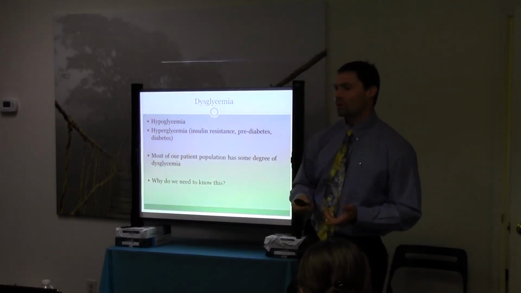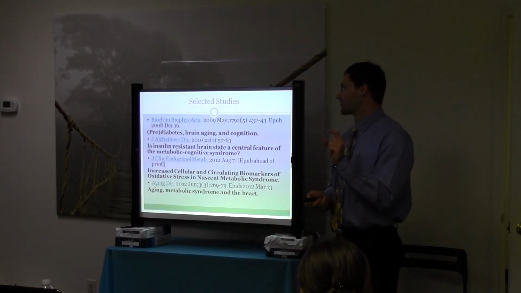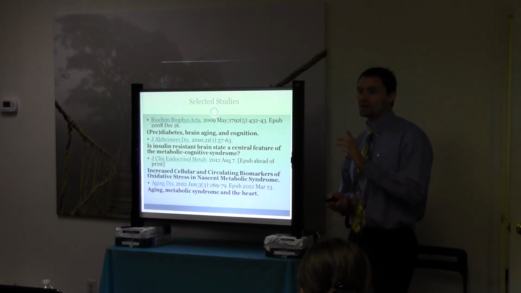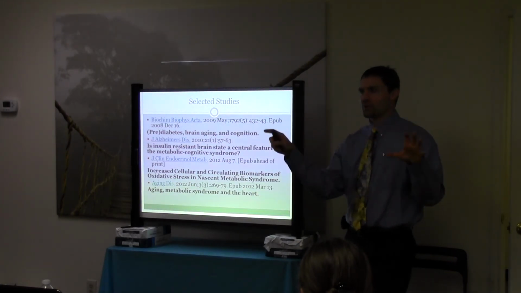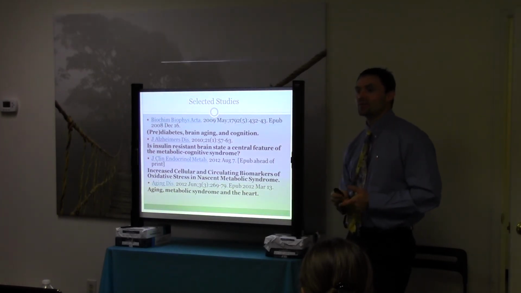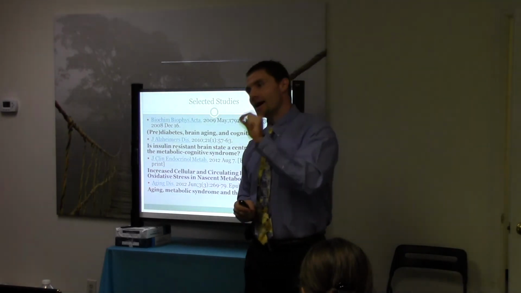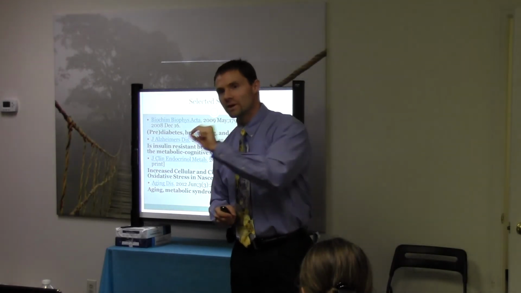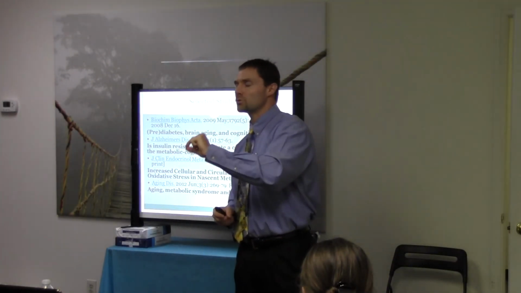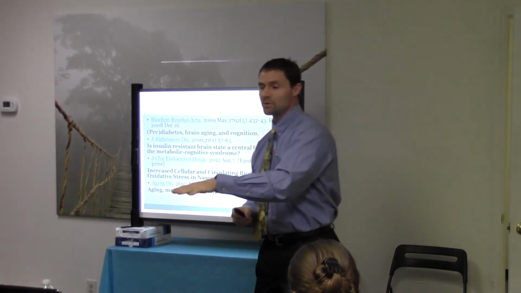Now, more importantly, why do we need to know this? Well, look at the titles on some of these studies that I pulled real quickly, and let's look at how broad in spectrum the state of blood sugar dysfunction can be. So, pre-diabetes, brain aging, and cognition. Now look at this. It didn't say diabetes definitively. It said pre-diabetes. We don't have to get to 126 on our glucose and above for this stuff to start taking place. All right? We've got evidence here.